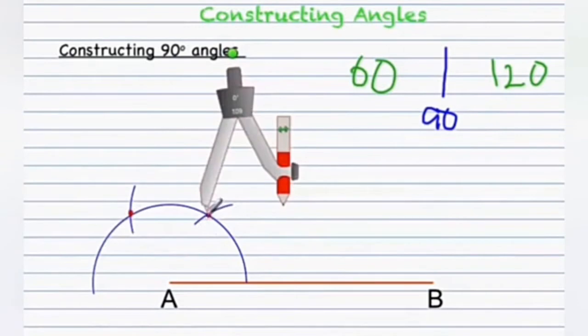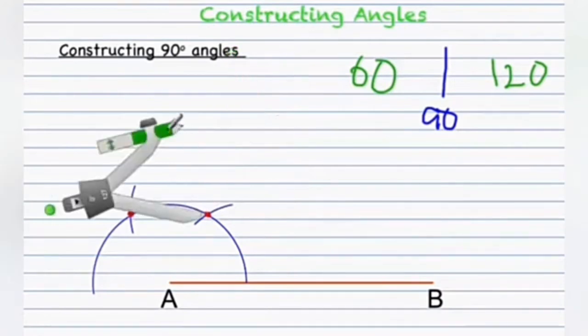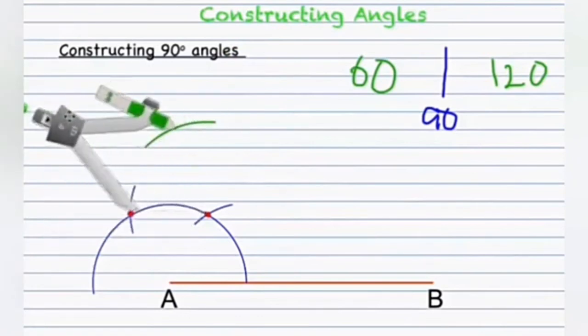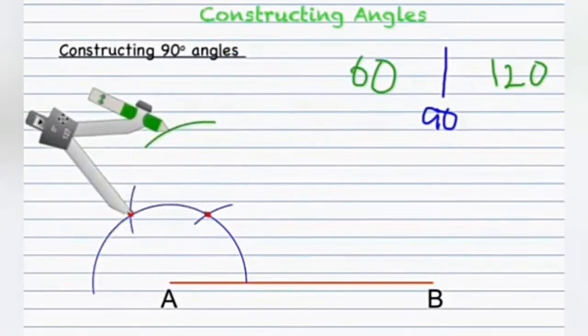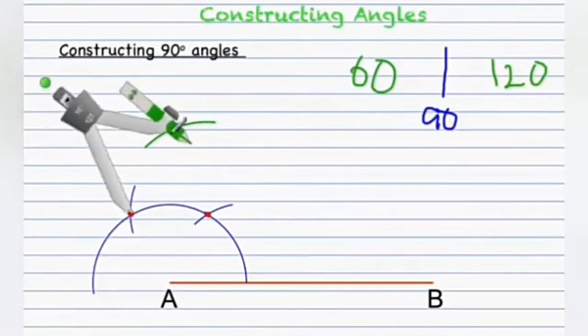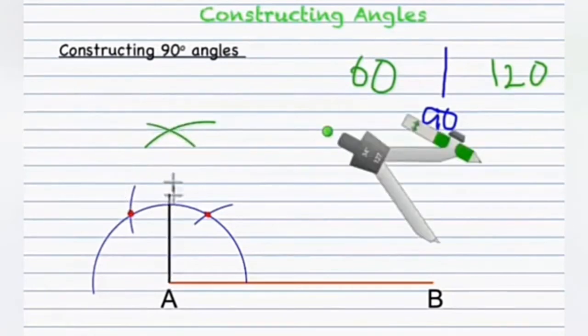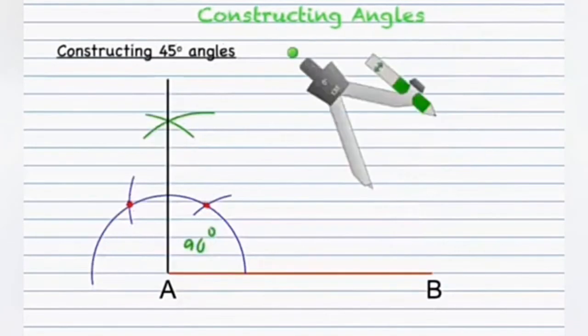Now take the tip of your compass to the point that we have there, and you draw an arc at the center of both 60 and 120. So make sure it is falling at the center. So you take it to the second point, the tip of your compass, don't forget, draw an arc to cut through the first arc. Then you join the point A to the point of intersection of the two arcs. Then you have angle 90 degrees.